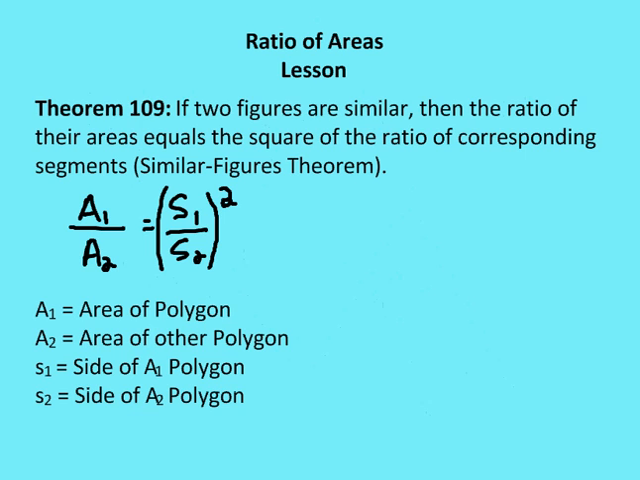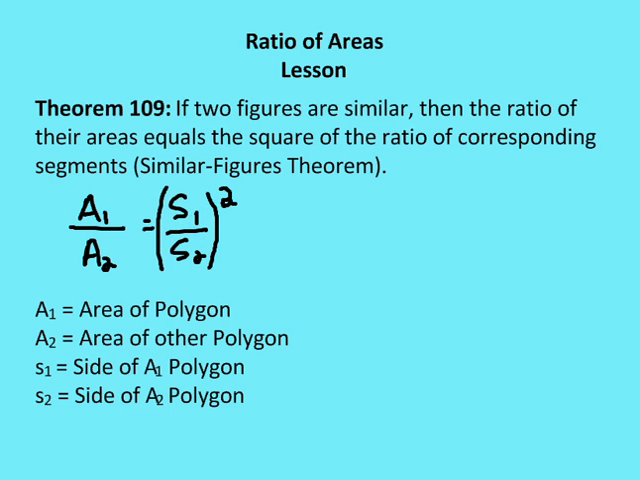Which leads us to our theorem 109. If two figures are similar, then the ratio of their areas equals the square of the ratio of the corresponding segments. So the area of one over the area of the other in a similar figure is going to be equal to the side length of one over the side length of the other, squared. And that's going to be the relationship of their areas.